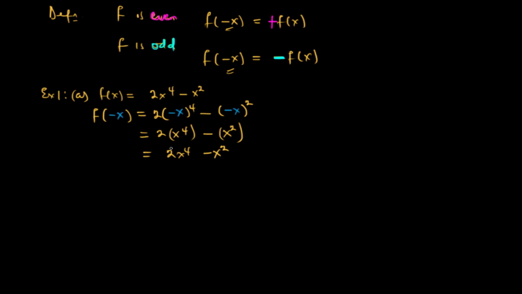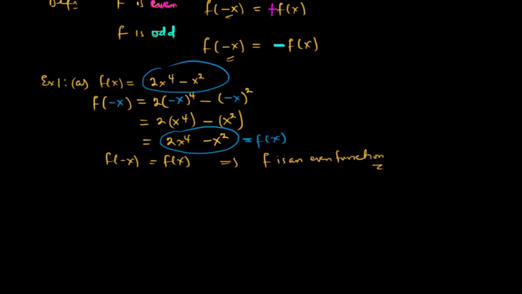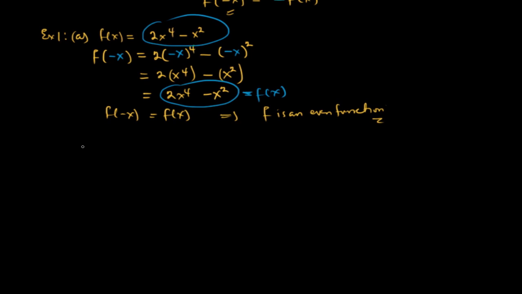Now what you'd observe is that what you have here is the same thing as what you have here. That is, this is equal to f of x. So I've been able to show that f of negative x equals f of x. So this implies that f is an even function.